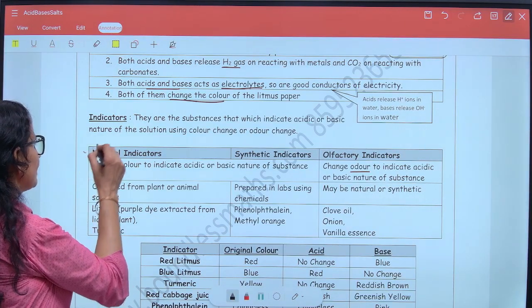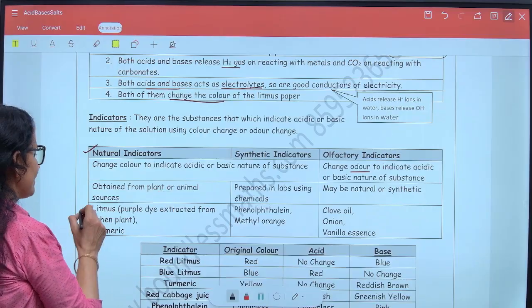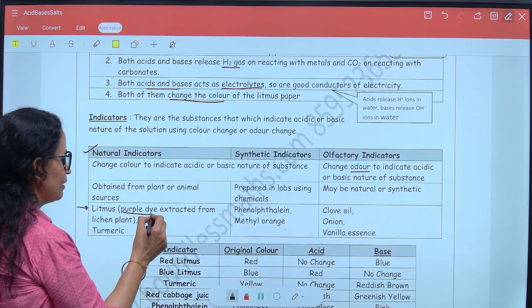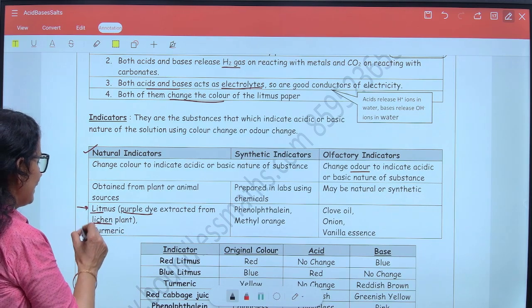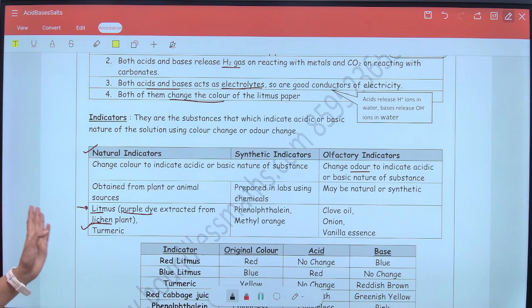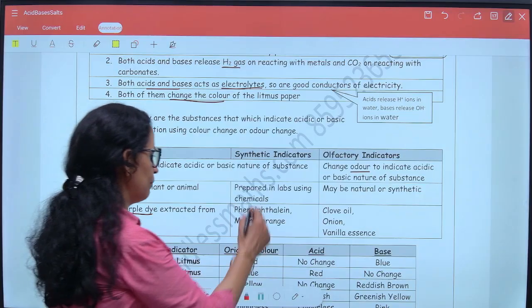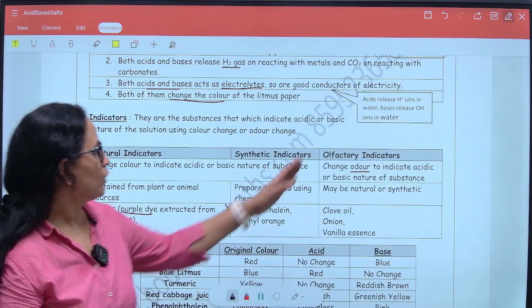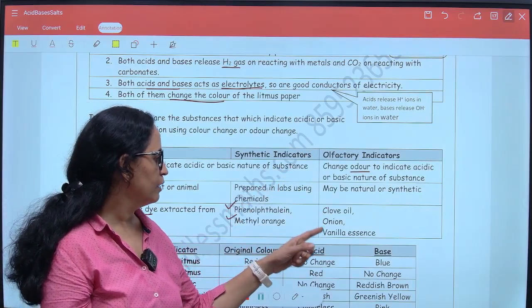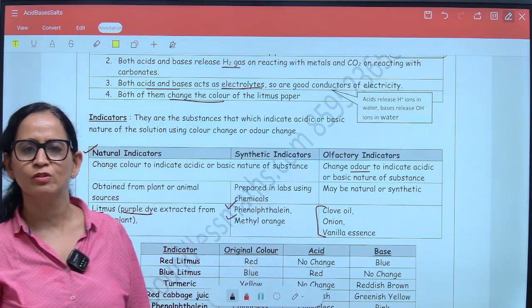So the natural indicators are obtained from natural resources, from plants and animals. So examples are litmus. It is a purple color dye extracted from lichen plant. L for litmus, L for lichen. Next is turmeric. Another one is red cabbage juice. So all these are natural indicators. Synthetic indicators are prepared in labs using chemicals. Examples are phenolphthalein and methyl orange. And olfactory indicators are clove oil, onion, vanilla essence. As you know, all these three have a characteristic smell which disappears.